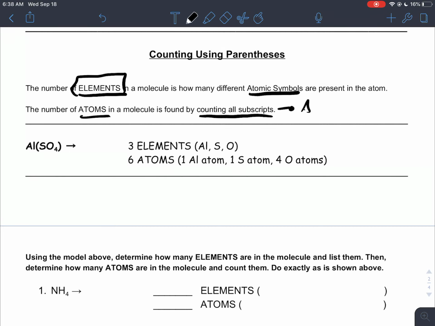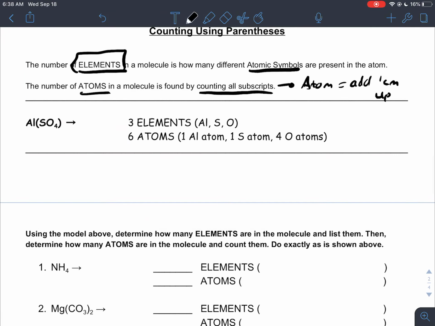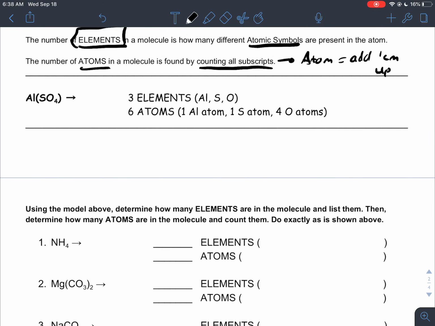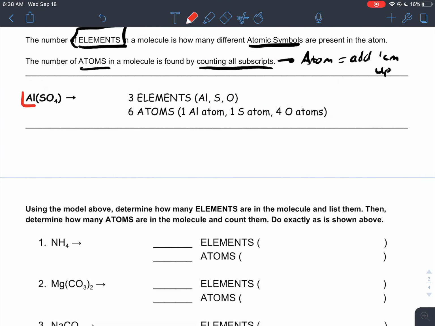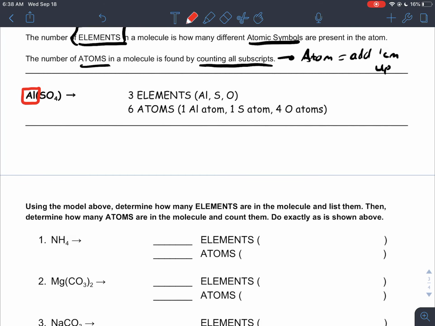And I want you to write atom equals add, like the little abbreviation for them, add them up. All right, here's an example, and then you are going to have a lot of practice with this. AlSO4. I'm going to take my pen or pencil, box in Al. That is 1 element. Then I come here, I see SO4, but I know because I'm an experienced 8th grade scholar that this is 2 elements. They're both capital letters. So I have S and I have O. That gives me 3 elements, Al, S, and O.